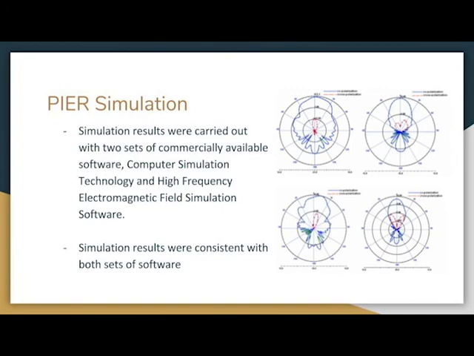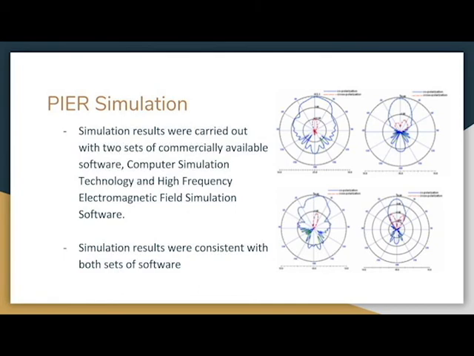After building a mathematical model of their proposed structure for the horn antenna, simulation results were carried out with two sets of industry-standard commercially available software. Computer Simulation Technology and High-Frequency Electromagnetic Field Simulation software was used. The figures in this slide show the electric field and the magnetic field at two different frequencies at the transmitting end of the horn antenna.